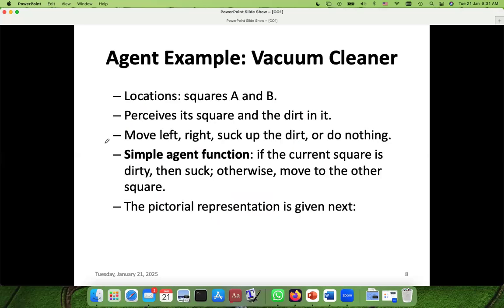So now moving next, let's see an example of this agent.